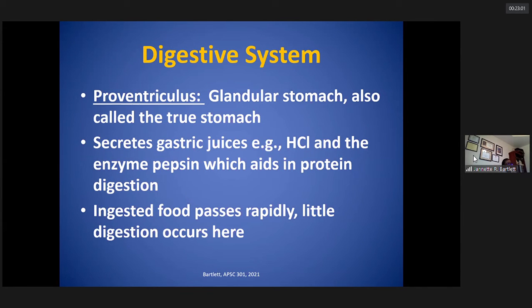So the food gets into the proventriculus, these gastric juices are formed and mix with the food material that's coming in, and protein digestion starts. It just starts the process. And then the food continues through the proventriculus.